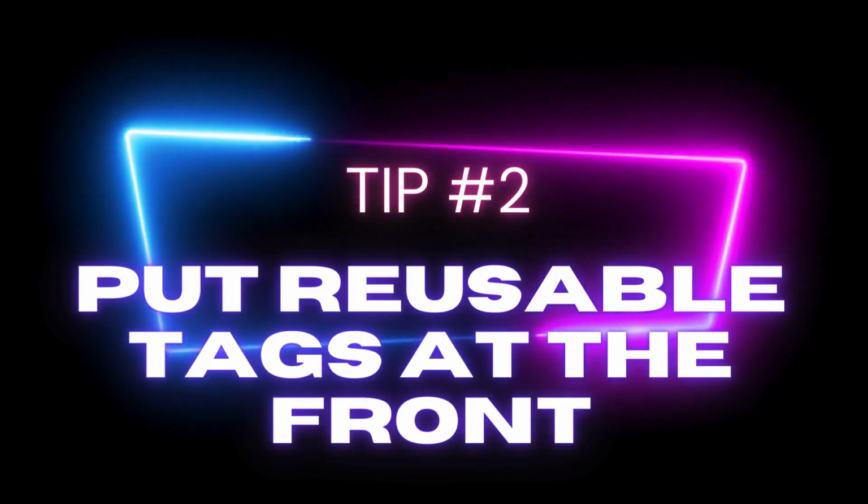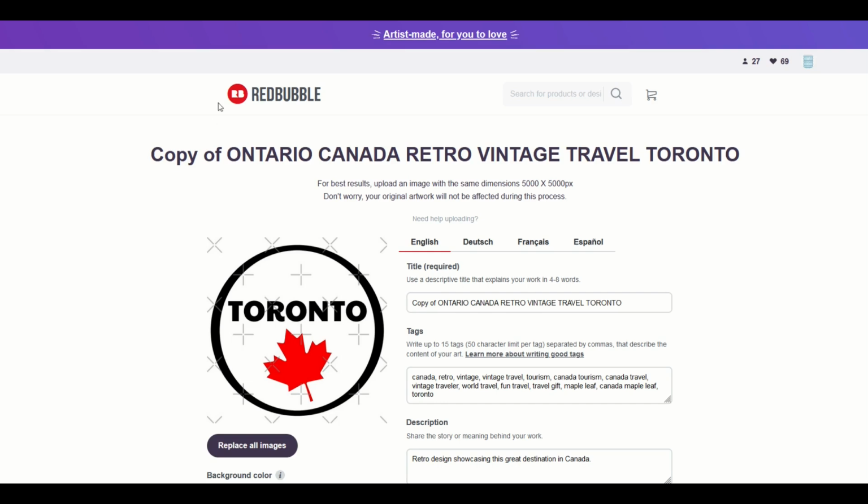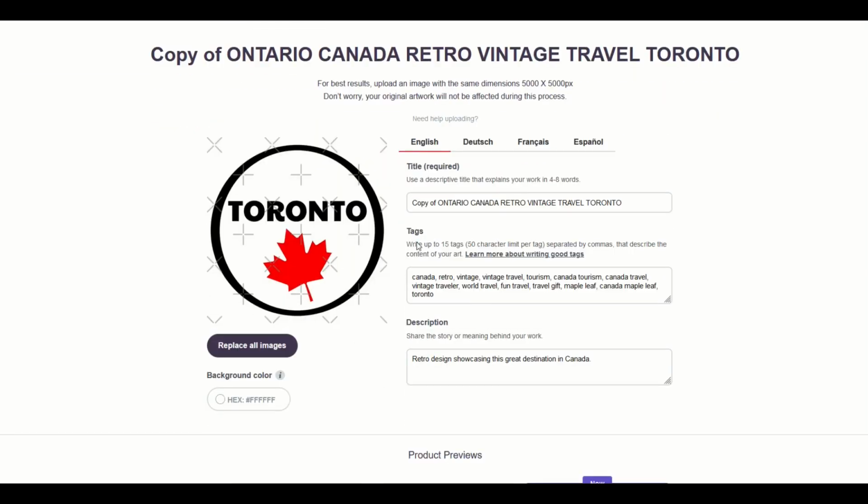Tip number 2 is to put your reusable tags at the front. What do I mean by that? Well, here on Redbubble, you've got tags, right? With these tags, pretend I've got a bunch of different cities: Toronto, Calgary, Edmonton, Vancouver, all these different Canadian cities. Wherever you lived, imagine you've got 400 cities that you could pull from in your imagination.